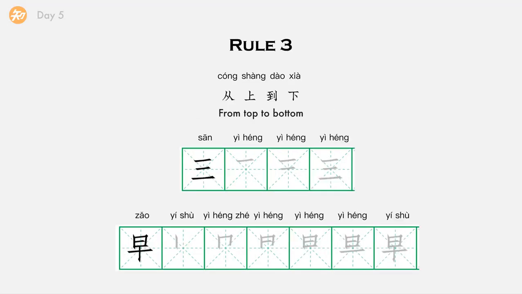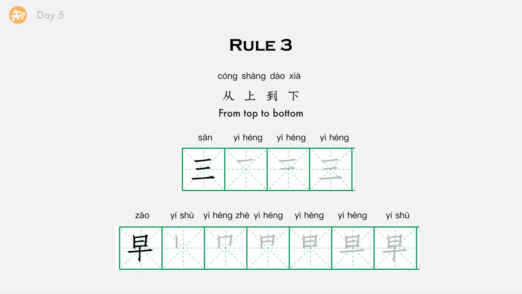Rule number 3. From top to bottom. 从上到下. The expression 从 something 到 something means from something to something. 上 means the top position and 下 means the bottom position. So, 从上到下 is from the top to the bottom. This is another rule when we write the characters.